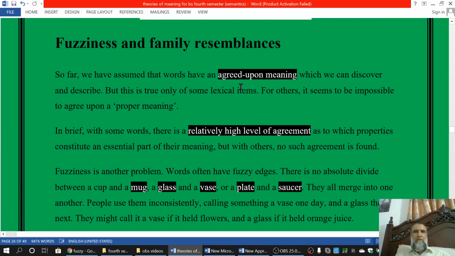So far we have assumed that words have an agreed upon meaning, that the meaning of words is agreed upon. We have also discussed this in arbitrariness, which we can discover and describe. We describe it, we discover it, but this is true only of some lexical items.